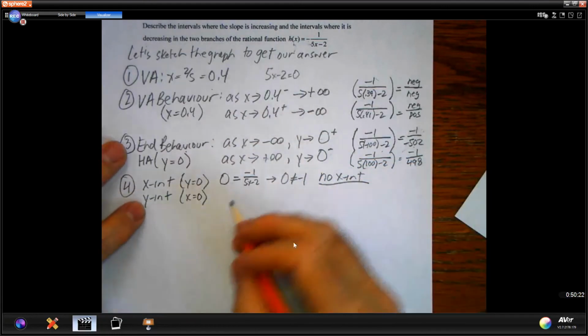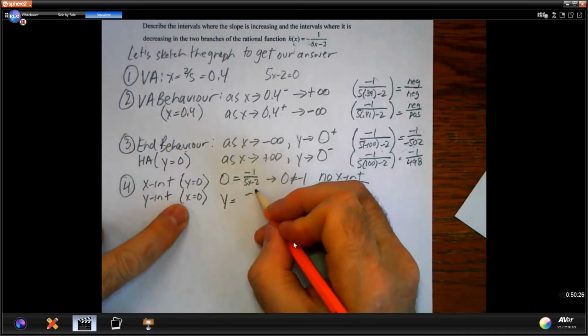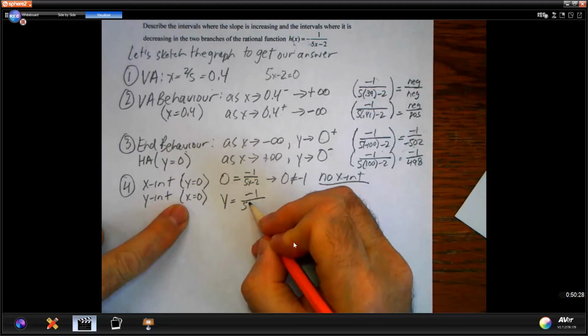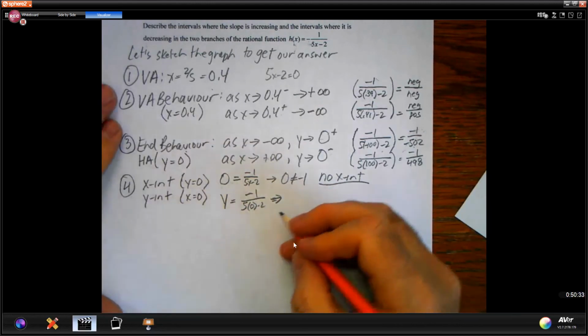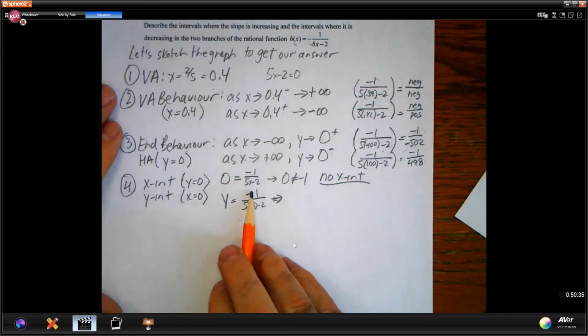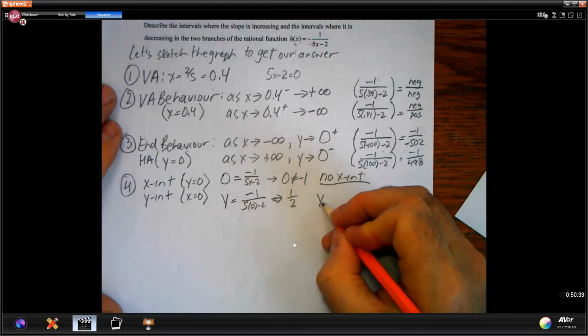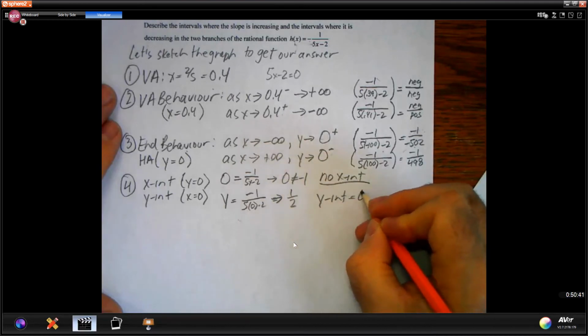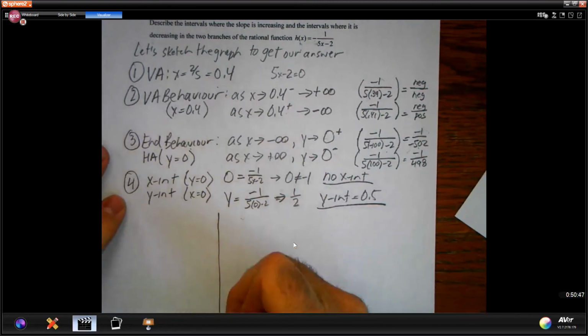And then for the y-intercept, I'm plugging in x equals 0, so y is -1 over 5 times 0 minus 2. That's going to be -1 over -2, which is 1/2. So the y-intercept is equal to 0.5. Okay, so we've got all our information, so I'm going to do a sketch.